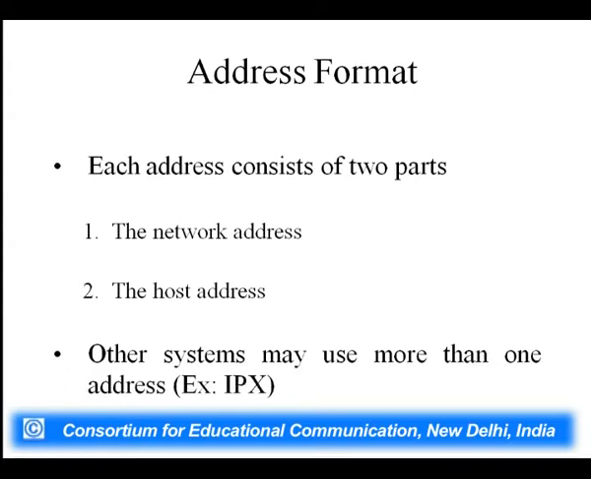Some other systems may use more than one address scheme. This is 32-bit, but some other networks may use larger numbers, 48 bits, so they may have a different scheme of representing addresses. IPX is a layer 3 protocol for routing used in Novell NetWare. Its address is probably 6 octets, that is 48 bits, not 32 bits. Now, these 32-bit IP addresses are classified or divided into 5 classes.